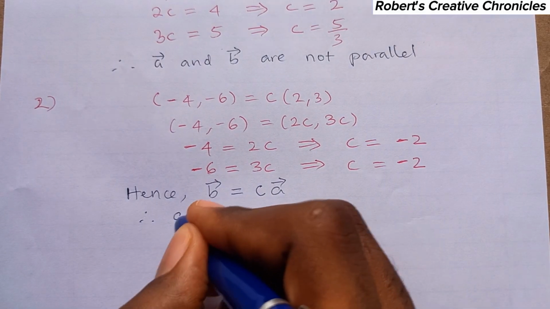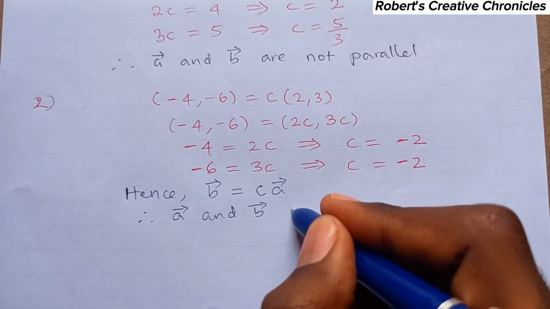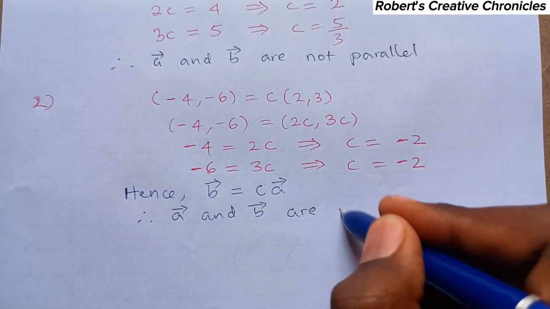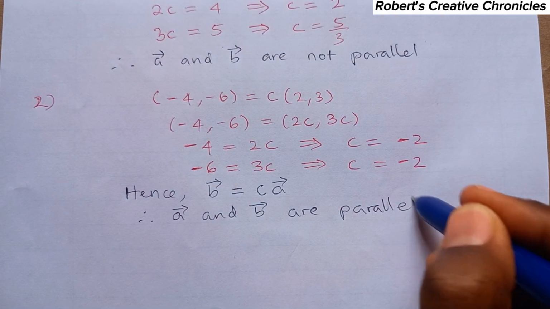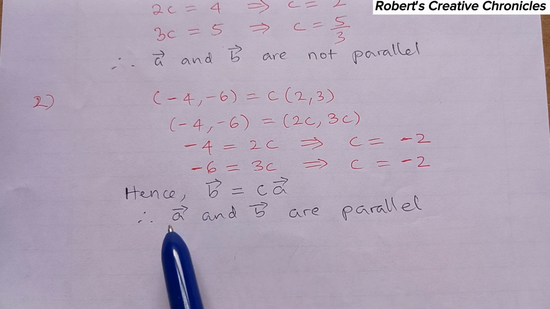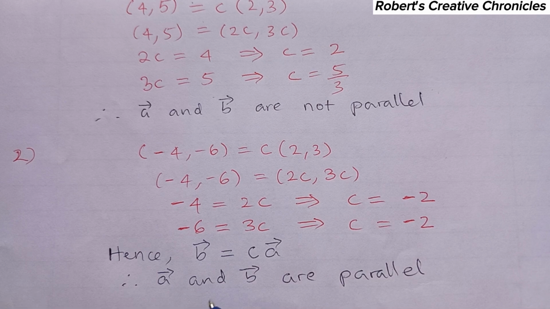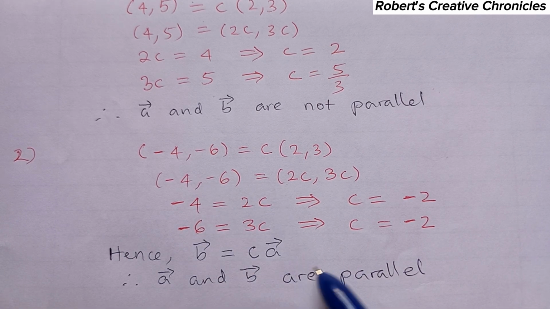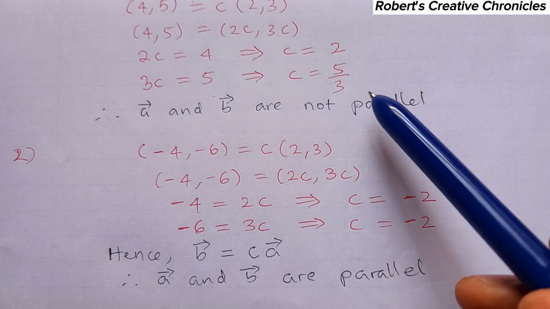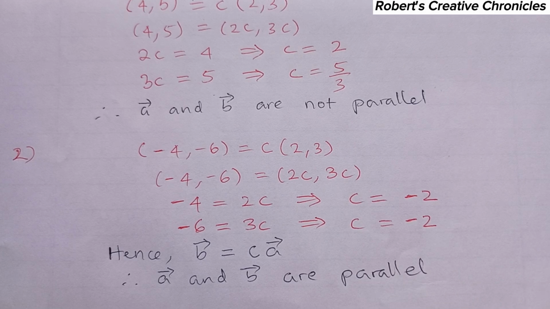Therefore, vectors A and B are parallel. So that's it. This implies that vectors A and B are parallel. So the second part, the two vectors are parallel, and the first one, the two vectors are not parallel. I hope you understood this episode.